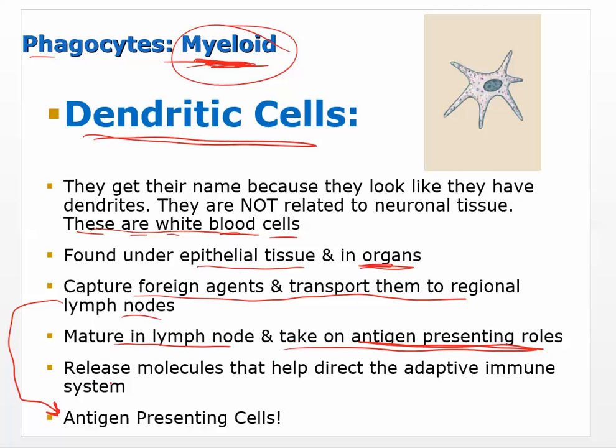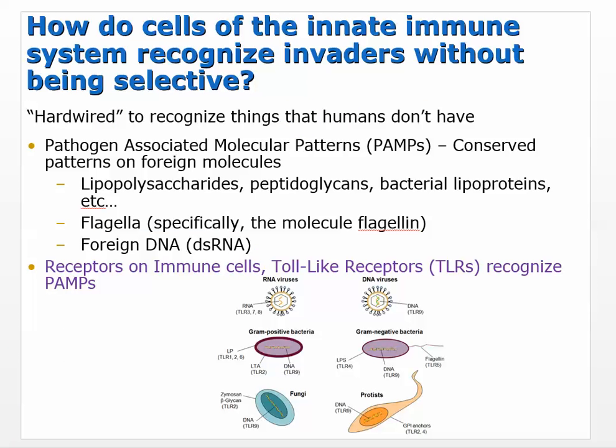Antigen presenting roles, release molecules that help direct the adaptive immune system. Antigen presentation. Okay, and they also will release molecules that tell B cells or T cells to start dividing because something is going on. Okay, so I didn't mean to oversimplify that there. Okay, how do cells of the innate immune system recognize invaders without being selective?